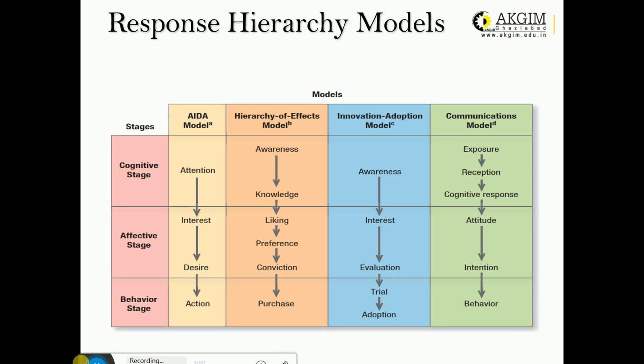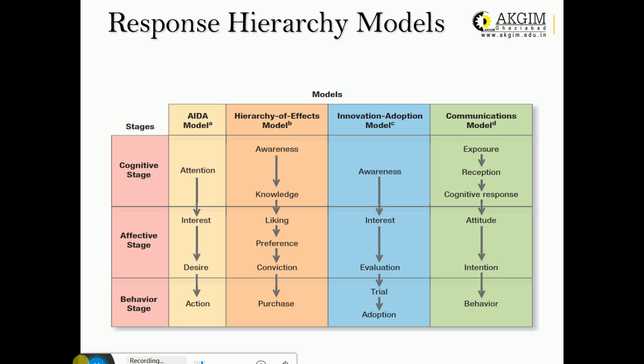Then next comes the liking stage, the stage when the customer develops a liking for the product. Here the advertiser's responsibility is to highlight the product features to further promote the brand or product, because this is a stage where the customer has already acquired the required information and a feeling of liking develops.